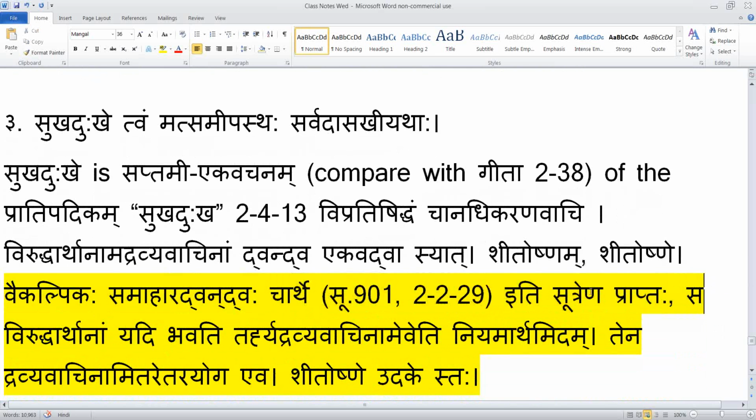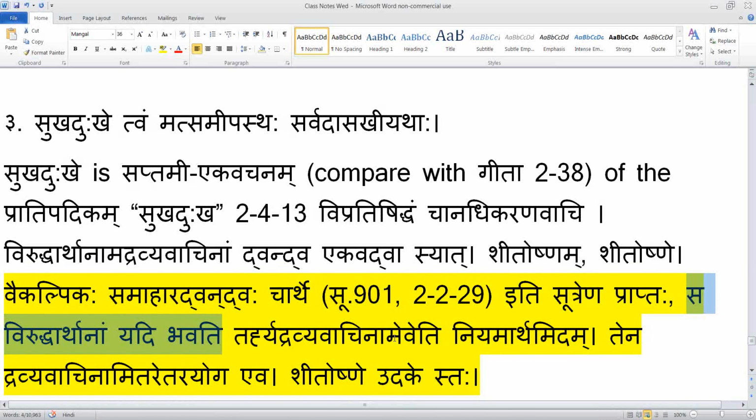Sa viruddharthanam yadi bhavati. If it is viruddharthanam, if you have two things which are opposites, tarhi adravyavachinam eva iti niyamartham idam sutram. Sutram is niyamartham, which means that if you are going to make a dvandvaha of opposites, then you can make a samahara only if it is adravyavachi. So this is actually very counterintuitive. You might think that this sutram, Vipratishiddham Chanadhikarana Vachi, is prescribing a samahara dvandva. It is not. Actually, it's limiting a samahara dvandva. It's a limiting sutram. Strangely enough, this sutram is not required to form a samahara. In fact, this sutram limits the cases in which samahara can be used.